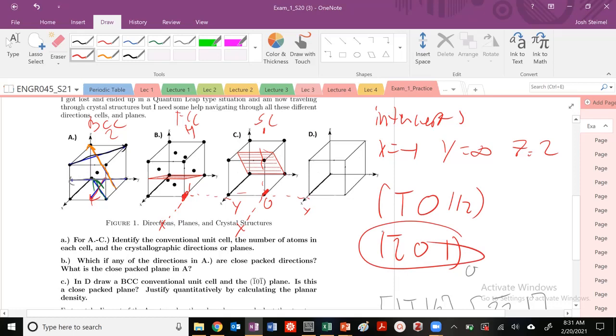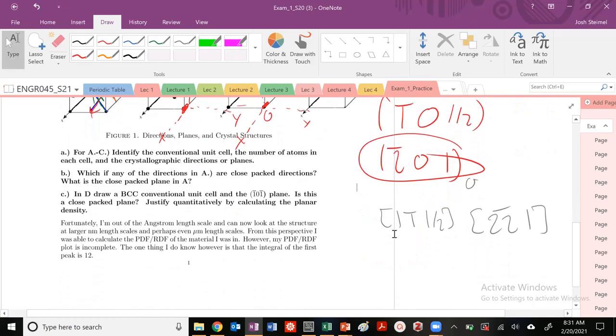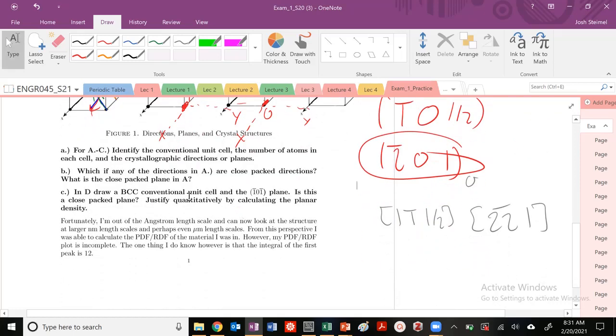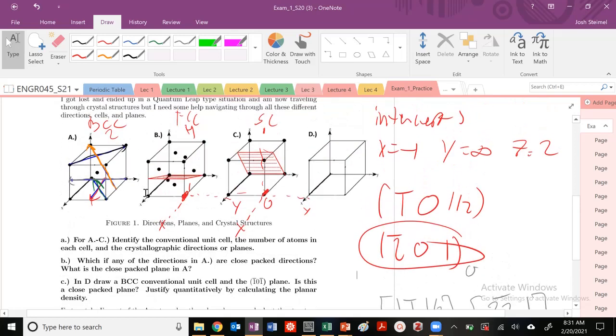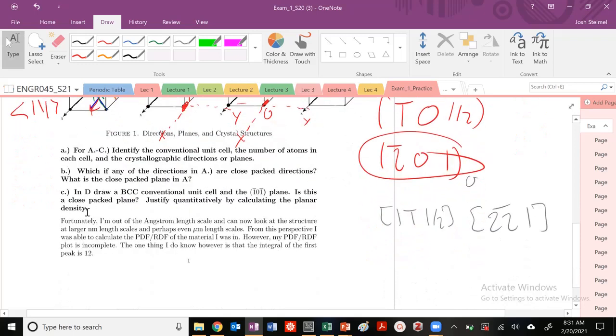So that's my plane there. Excellent. So I answered A. Which of any directions in A are close-packed directions? What is the close-packed plane in A? Well, BCC, so we know no close-packed plane. We know that the only directions that are close-packed are these 1-1-1 directions, and I don't see any 1-1-1 directions here. So no close-packed directions, no close-packed planes in BCC.